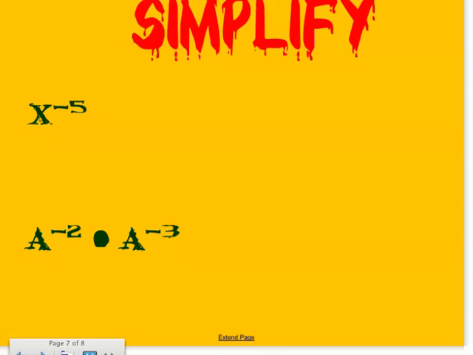All right, try these ones on your own. You're not going to be able to get rid of the exponents since they're variables, but try and simplify it down as much as you can.